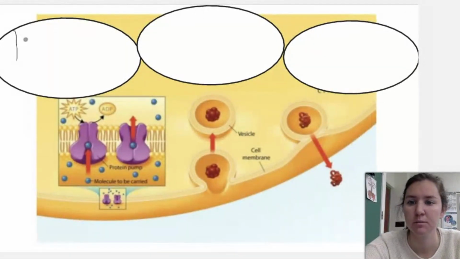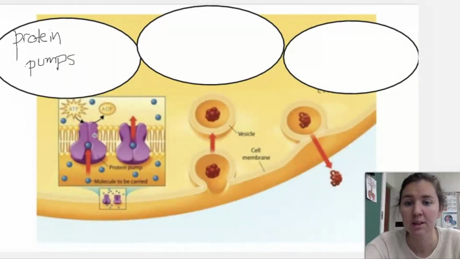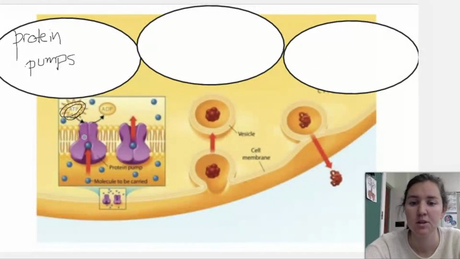Protein pumps. And so these are things that use those membrane proteins to get across the cell membrane, but it requires energy, ATP, okay? So whatever is going through the cell membrane would go into this protein, then it would use energy to change shape and release it on the other side of the cell membrane.